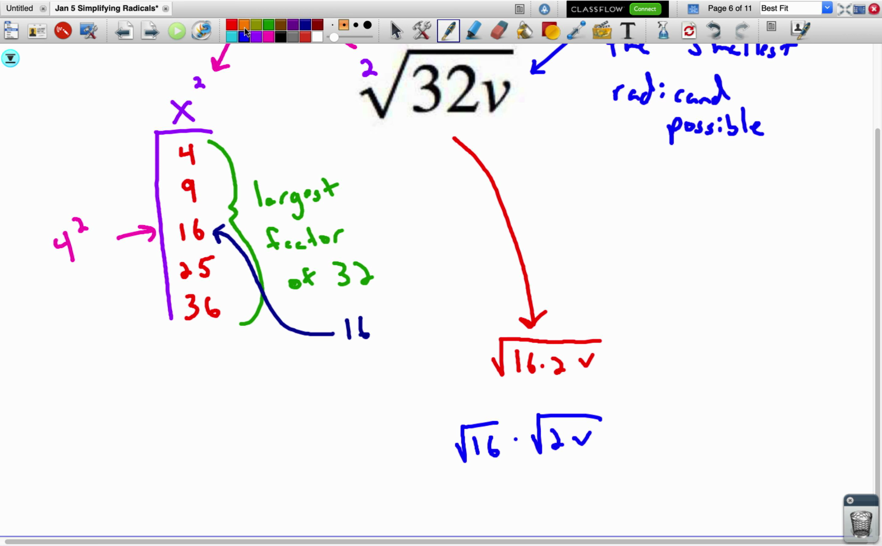All right, so we distribute the square root, and then with just this part here, square root of 16, we know that that is 4. So we write that as 4 root 2v. Now you might be saying, well, isn't the square root of 16 technically plus or minus 4? And yes, that is true, but we're going to forget that rule for this unit and just deal with the principal square root, which is to just keep the positive. So yeah, we'll say only keep positive 4.